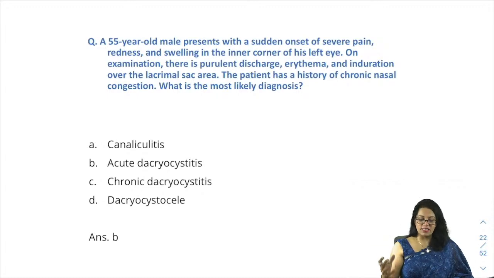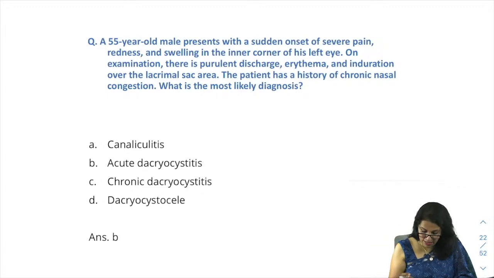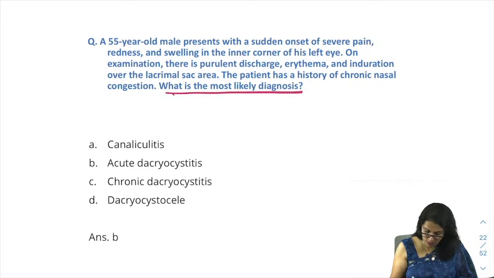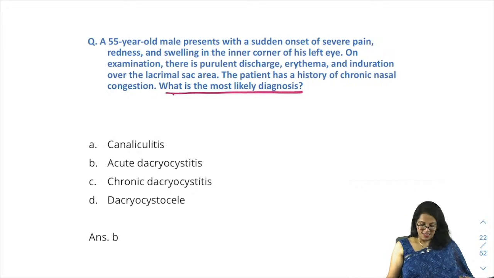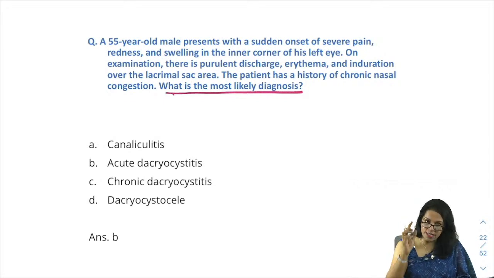Okay, we come to the next question now. Again, first of all, I will look at the last line and the options. What is the likely diagnosis? I am talking about the lacrimal drainage system. I have to choose between acute, chronic, canaliculitis, dacryocystocele. Once you keep this in mind, start reading the question.